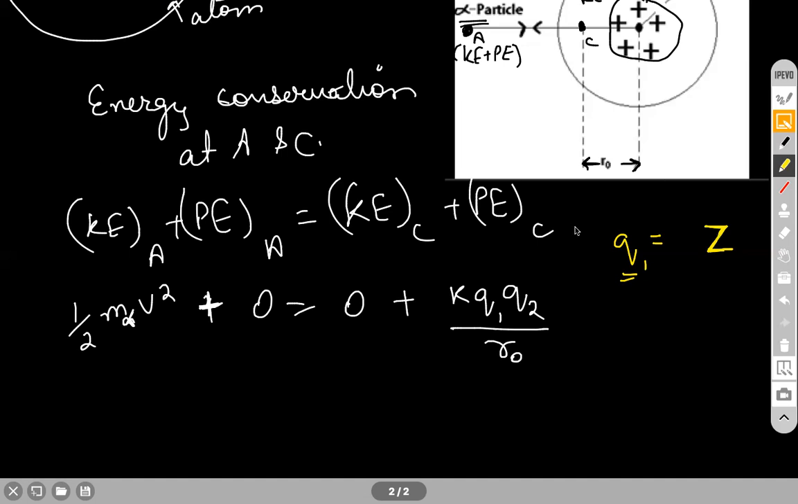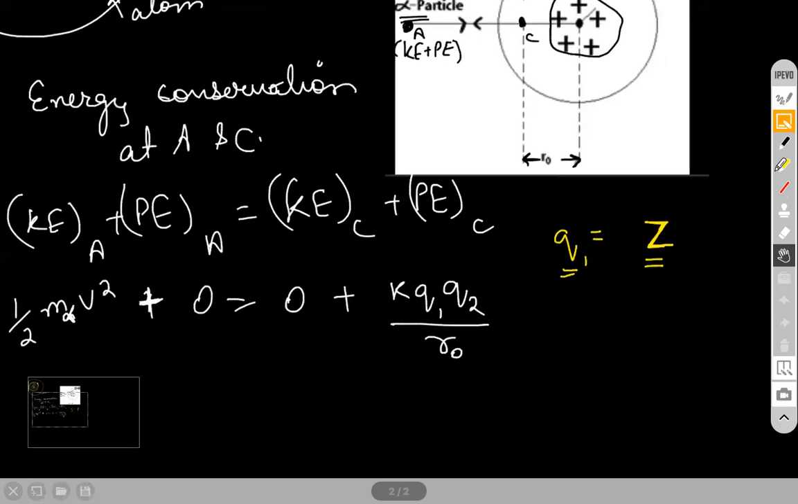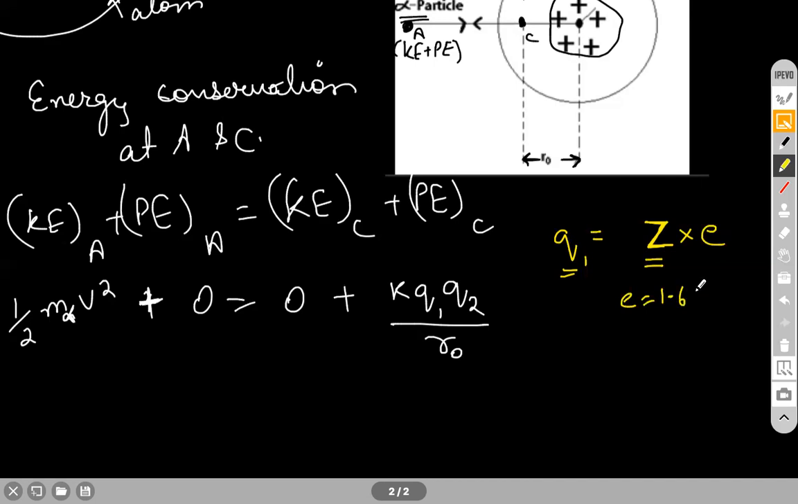Now see, Q1 is the total charge on the alpha particle. Z is the atomic number, meaning Z are protons, and only protons cause charge. So I multiply this Z with the electron charge E. This will be the total charge, where E is 1.6 into 10 power minus 19 coulomb. Any doubt?